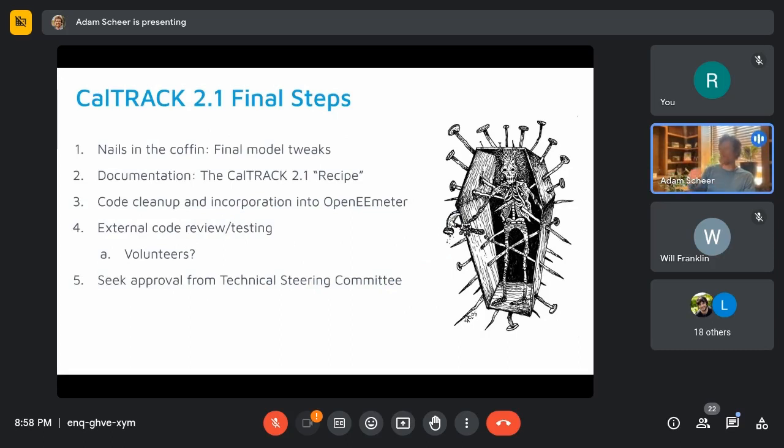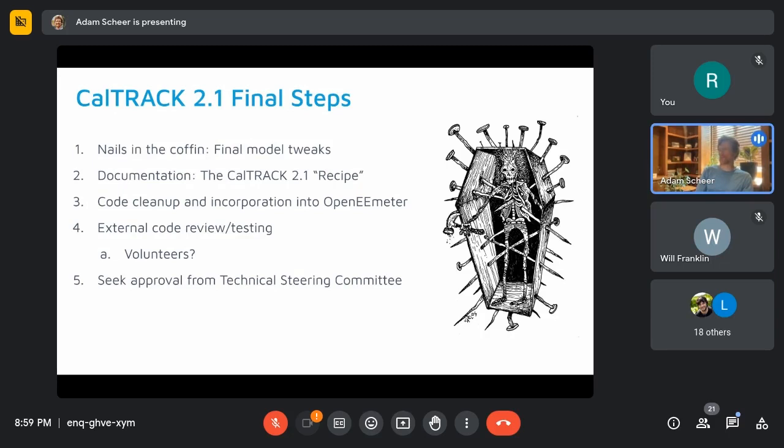2.1? Basically, we have some tiny model tweaks that we're making, finalizing them and testing them. We'll run through the whole modeling exercise again on these 6,000 meters that have been the basis for testing, and do final validations. Then we obviously need to have documentation. These are methods that we've talked about a lot, but we need rigorous text in place that says, here's the recipe for how you operate CalTrack 2.1, similar to how the methods are delineated on CalTrack 2.0 on the website right now. So we need to emulate that for CalTrack 2.1.